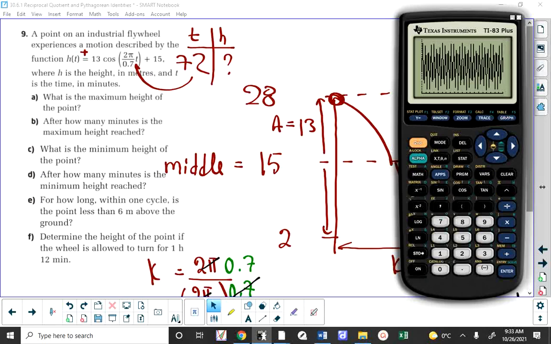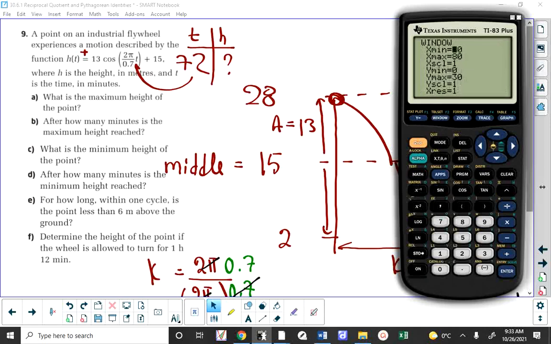You can go trace 72 and go enter, and it's 23.1. Remember what I told you yesterday, the fact that your calculator is having that fit and drawing that jagged diagram, that's not what it looks like. It just doesn't, there's too much happening at once.